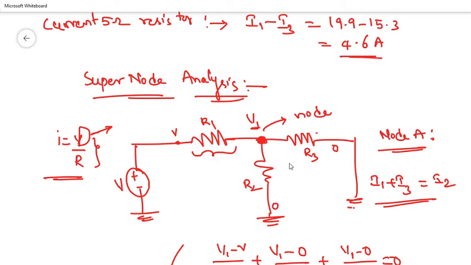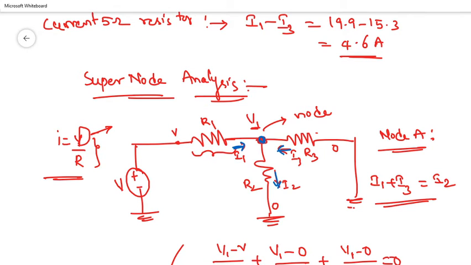So whenever currents are mentioned here, directly we are going to write the current values like this. Entering currents equal leaving currents, so that will become I1 plus I3 equals I2. But if there is no mention of current in a particular resistor, then we are going to write the potential difference of that particular resistor in terms of Ohm's law.